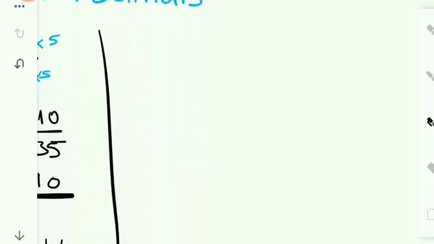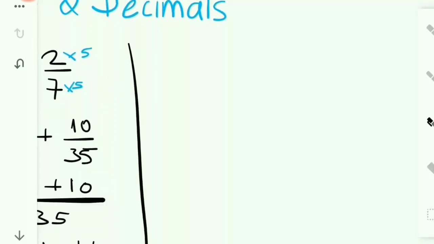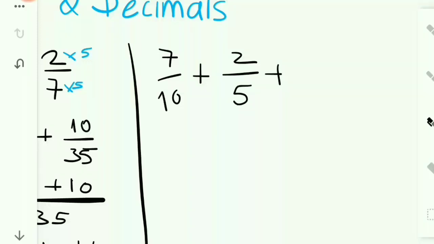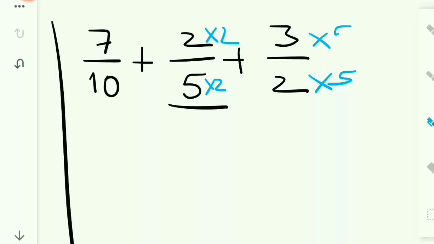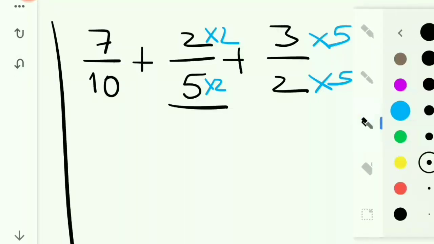Let's take another example. 7 by 10 plus 2 by 5 plus 3 by 2. Now what is the LCM here? The LCM of these three numbers is 10. So to make this fraction here 10, what we have to do is multiply and divide by 2. And here by 5. We don't have to change this one. So let's see what happens next.